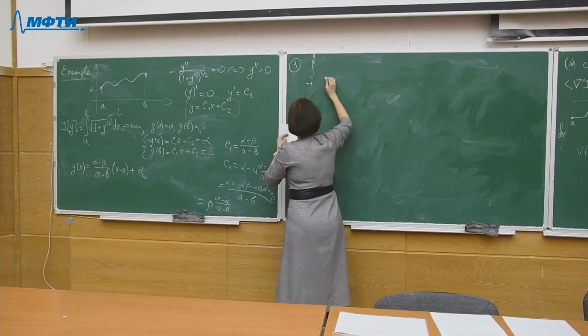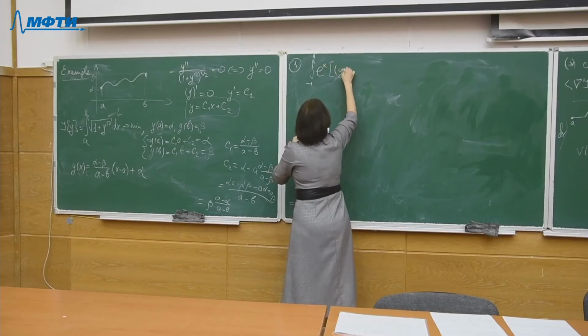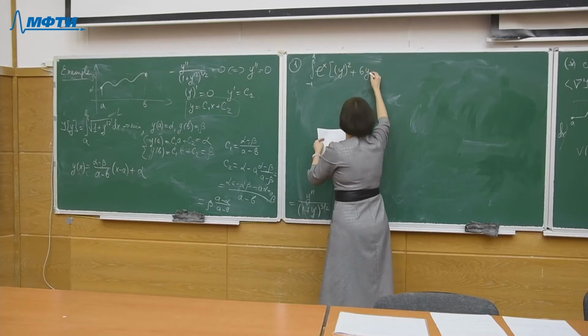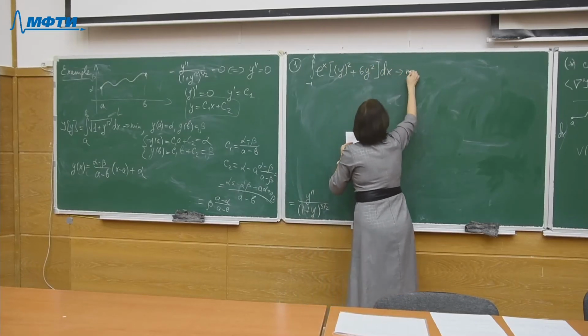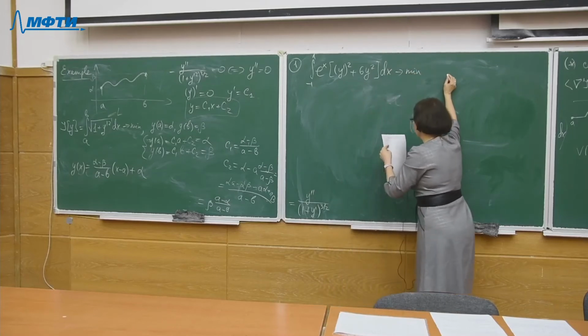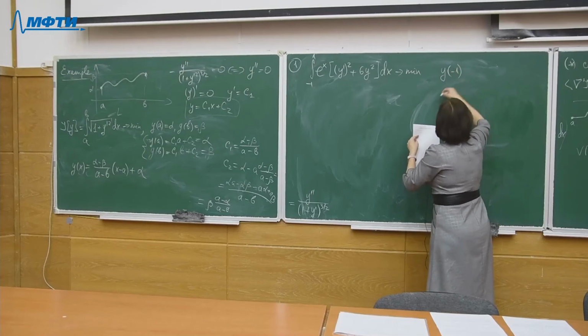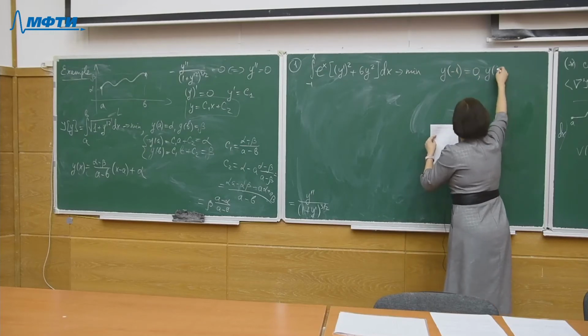The integral from -1 to 1 of e to x, y prime squared plus 6y squared dx. We must find the minimum. And these are our boundary conditions.